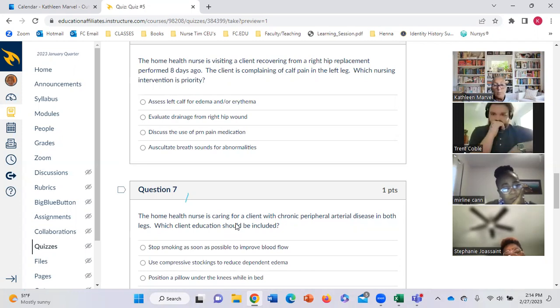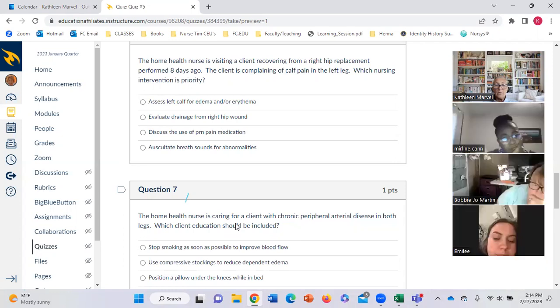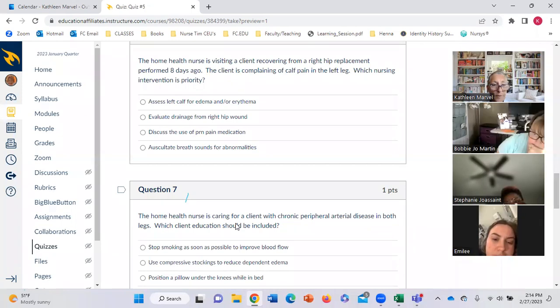What potentially might be going on here? A blood clot? Yeah. So what are we going to assess for? What's our first priority? Assess for redness, swelling, edema. This is a good example of all the answers that could be right, but then you have to go back to read the question and it says, what's the priority? So right now the priority is to assess the left calf for edema and erythema.